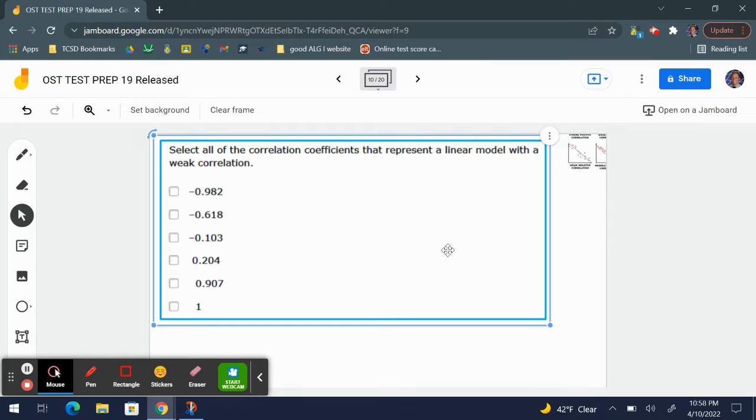This is question 9 of the spring 2019 release questions. Select all the correlation coefficients that represent a linear model with a weak correlation. So I'm going to give me all these decimal numbers, okay? So if we only remember what a weak correlation was.